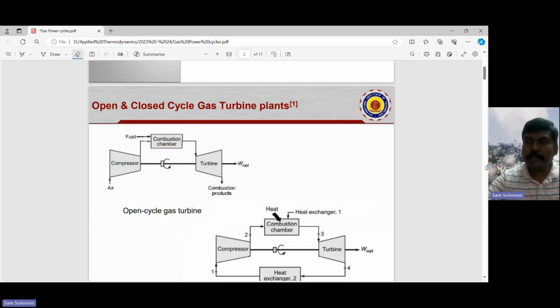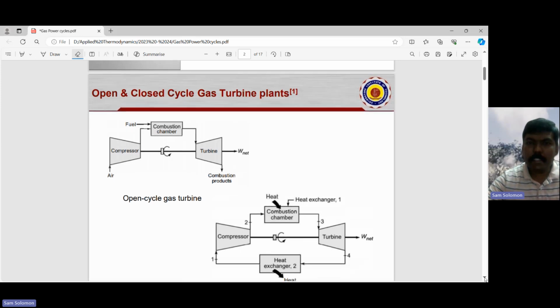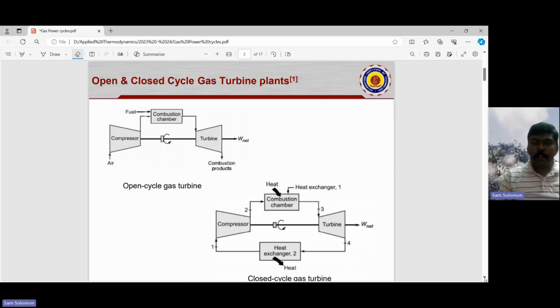So you can classify the gas turbine power plants into two types. One is your open cycle gas turbine power plant, and the other one is your closed cycle gas turbine power plant. So if you look at the images over here, here you have the open cycle gas turbine power plant. And there are three major components here. The first one is your compressor. The second one is your combustion chamber. And the third one is your turbine.